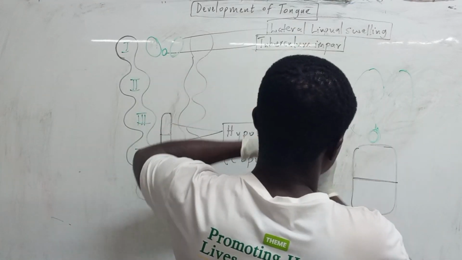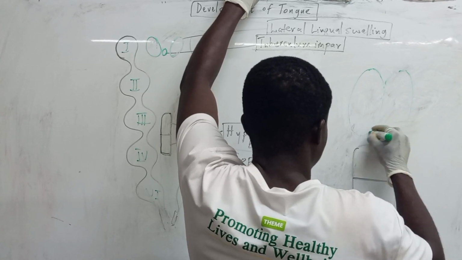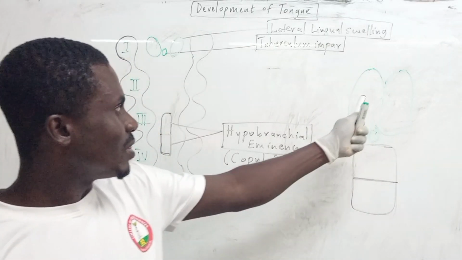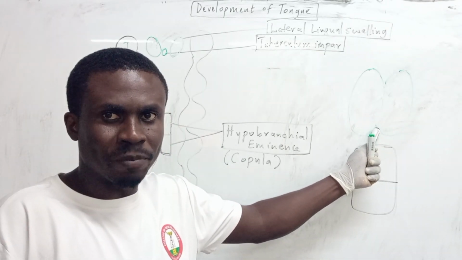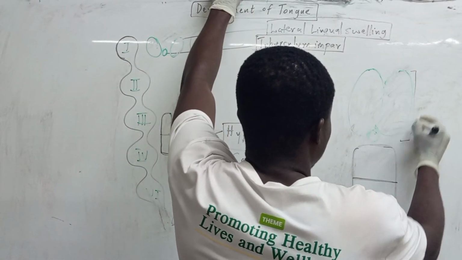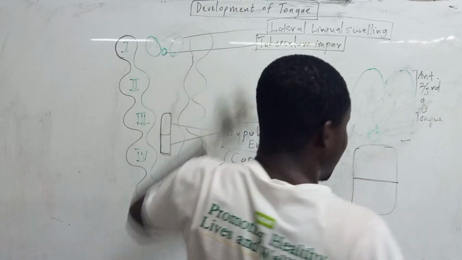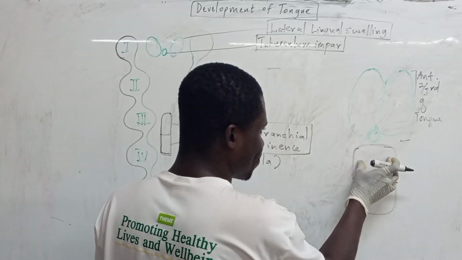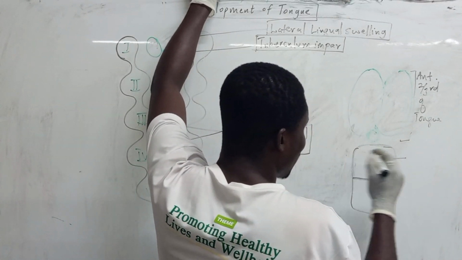Now let's look at something. As we've seen, these are the lingual swellings. They're trying to fuse together. They will overgrow over this tuberculum impar. Together these two form what we call the anterior two thirds portion of the tongue. And then this one will also fuse with this one, but I'm interested in the cranial portion of this copula.